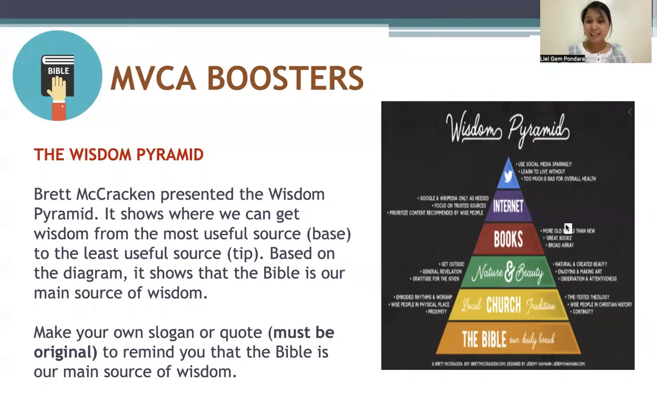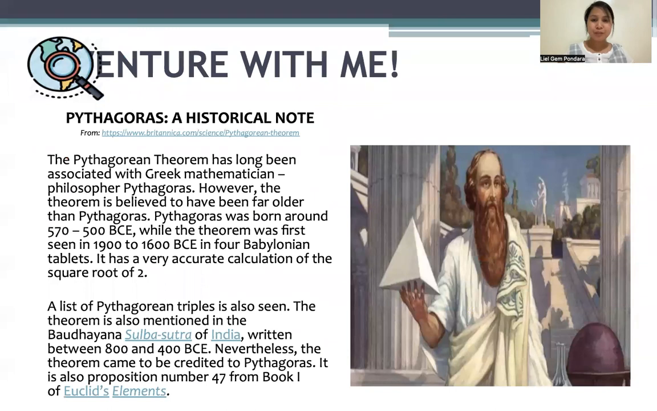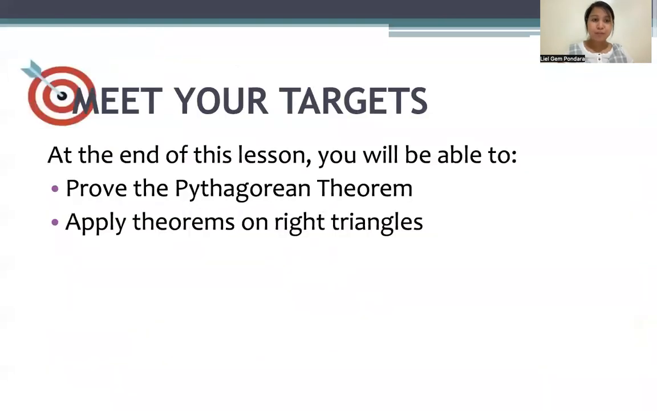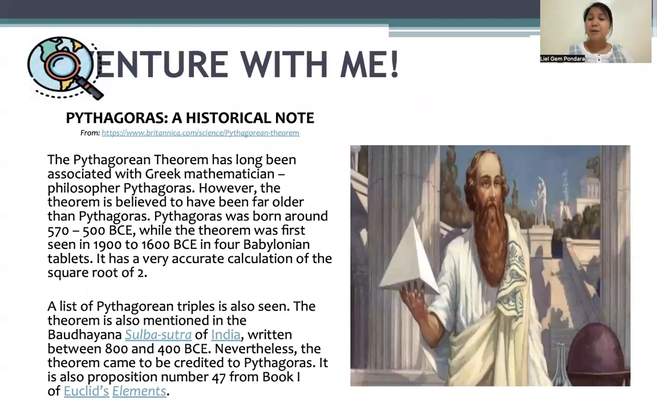At the end of today's class, you'll be able to do the following. First, prove the Pythagorean theorem. And second, apply theorems on right triangles. Let me introduce you to Pythagoras. Based on the name Pythagorean Theorem, the one who is associated with that is Pythagoras.